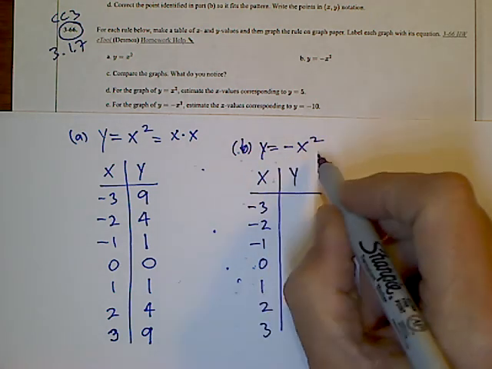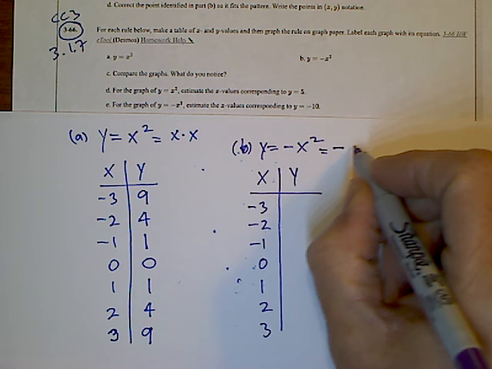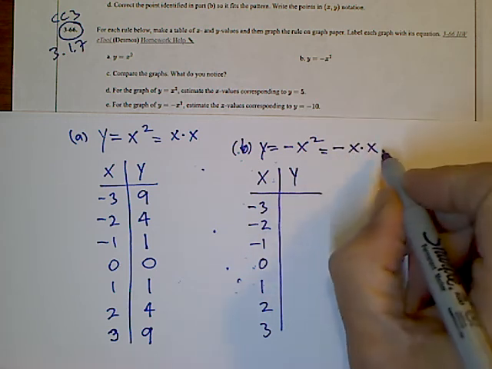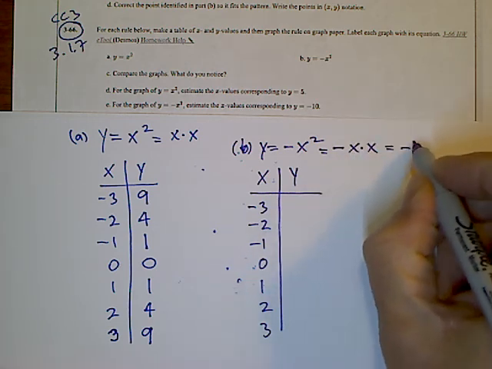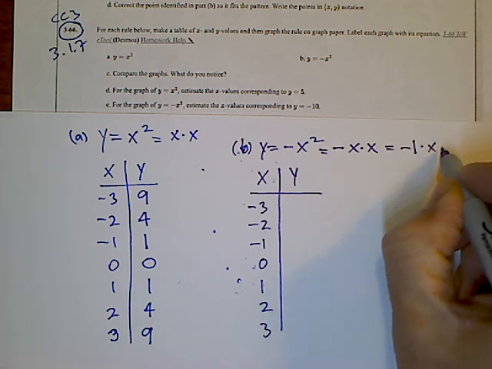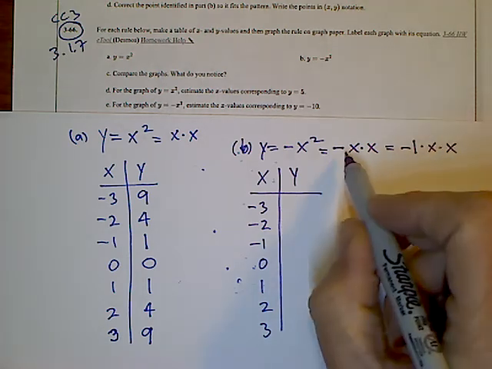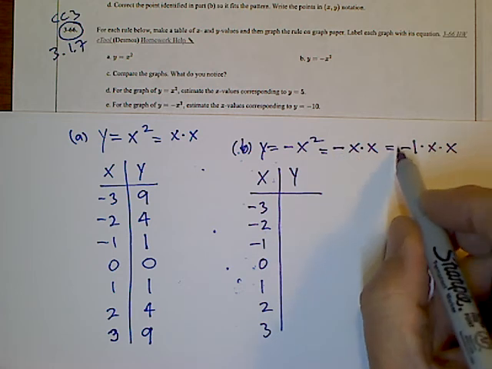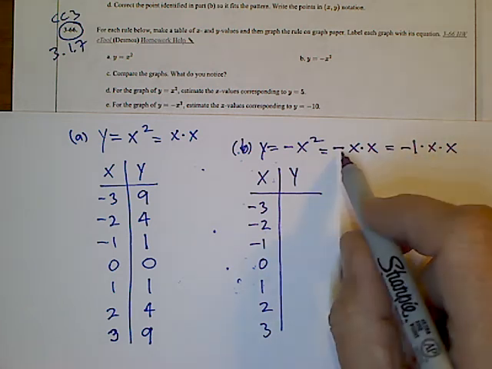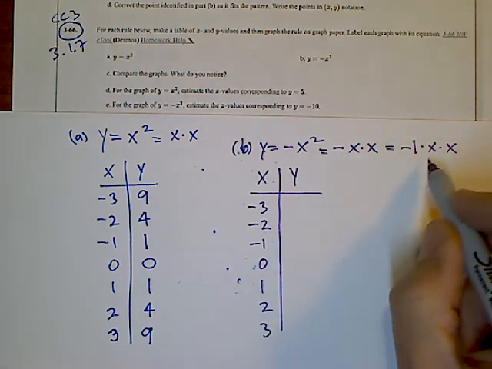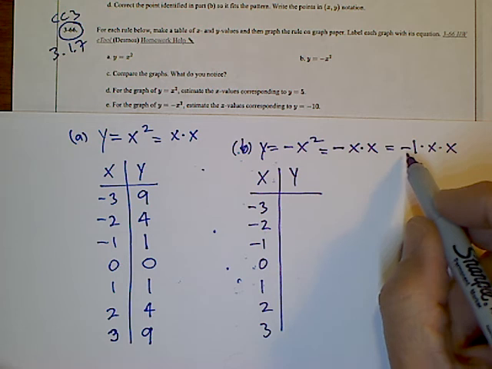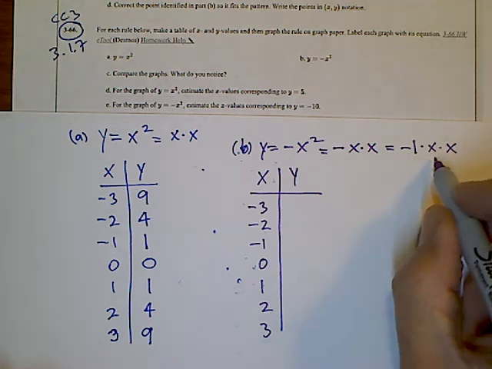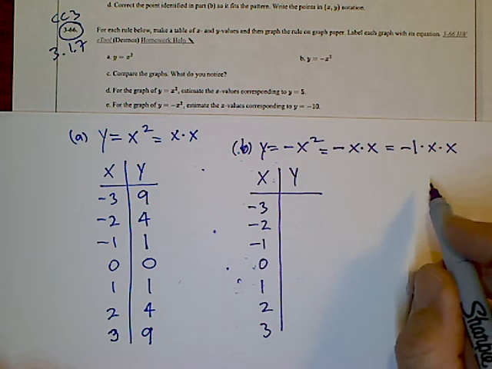Keep in mind, what does this mean? This means negative x times x. Or even further, that negative in front is saying -1 times x times x. When you have a negative in front of a variable, just a negative, it's really a -1. Or you can even say the opposite of that. Negative also can be known as opposite of. And when you have a -1 times anything, it does change its sign to be the opposite of what it was.